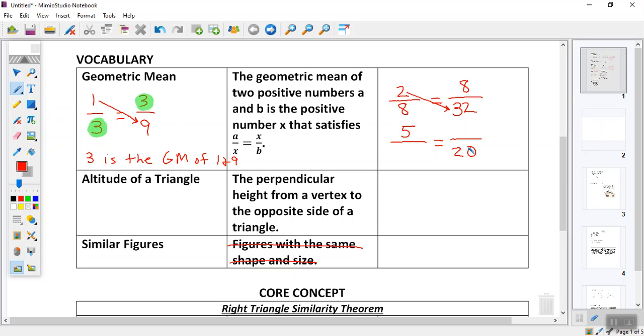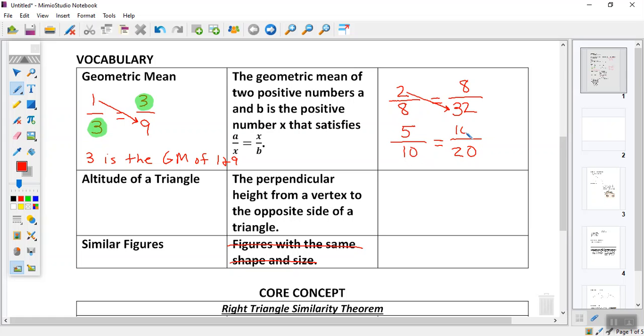How did you get 10 so quickly, Logan? 5 times 20, divided by the square root. So what is 5 times 20 for a cross product, kids? 100, right? What's the square root of 100? 10. Okay. Guys, what would 5 over 10 reduce to? What would 10 over 20 reduce to? So what's the geometric mean of 5 and 20?